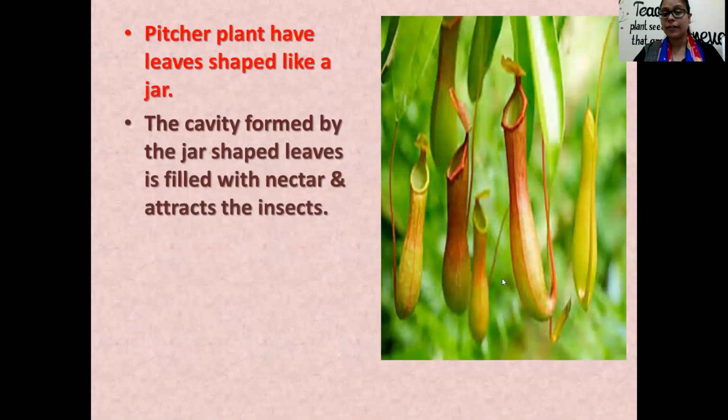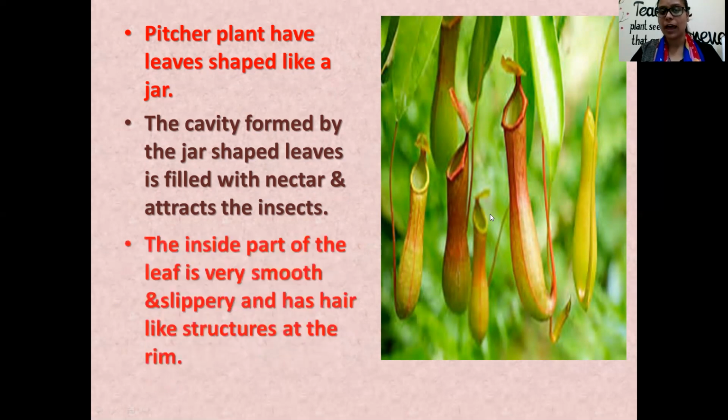The cavity formed by the jar-shaped leaves is filled with nectar and attracts the insect. So these leaves are filled with nectar. It is filled with fluid, and you know that insects go to different plants and suck nectar out of it. So the nectar present in the jar attracts the insect, and see what happens.